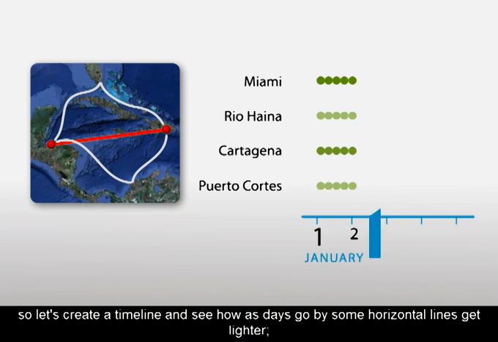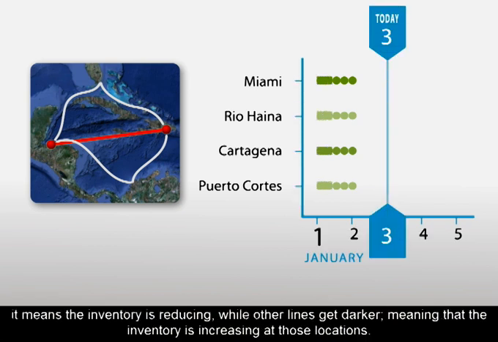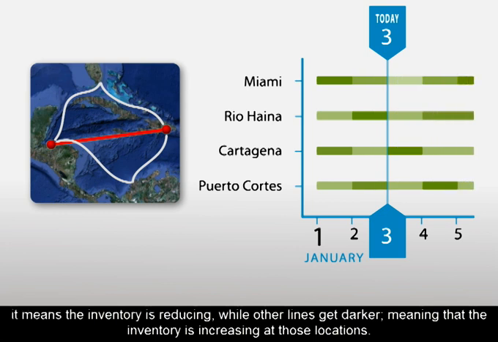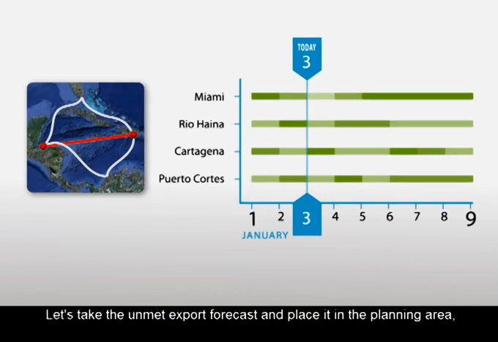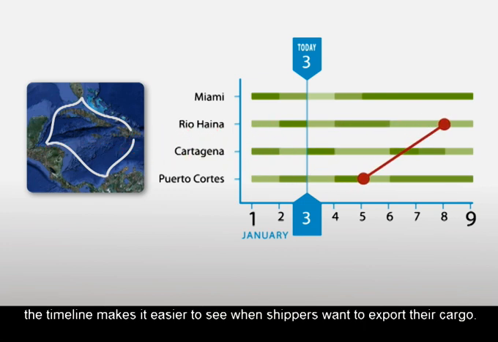So, let's create a timeline and see how as days go by, some horizontal lines get lighter, which means the inventory is reducing, while other lines get darker, meaning that the inventory is increasing at those locations. Let's take the unmet export forecast and place it in the planning area. The timeline makes it easier to see when shippers want to export their cargo.